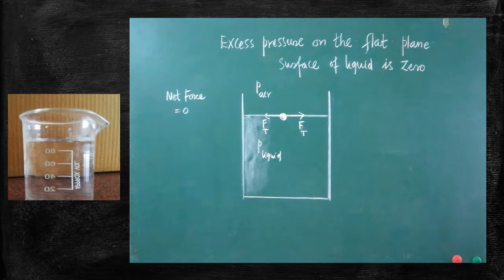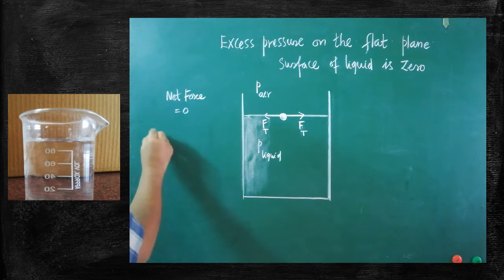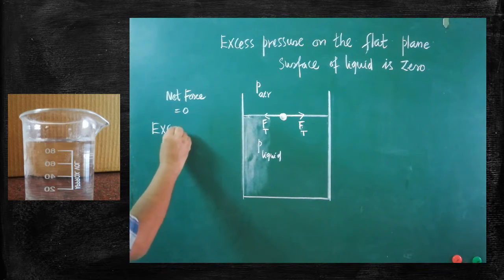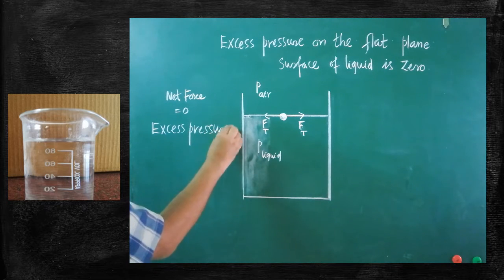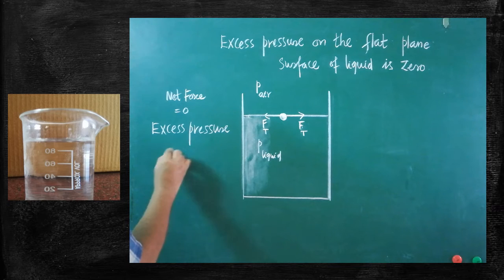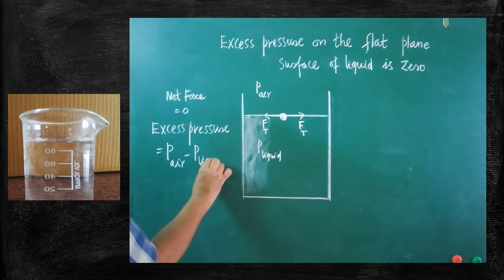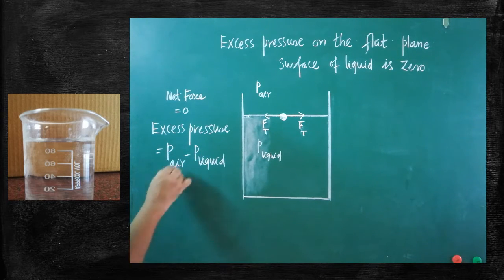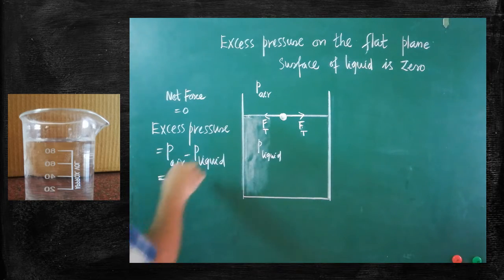And moreover, what happens? There is no excess pressure. Pressure at the top and pressure at the bottom, both of them will be equal. Therefore, we can write it as excess pressure. No difference in pressure. That no difference in pressure can be called excess pressure equal to 0. So, finally, we can write it as P air minus P liquid, pressure due to air and pressure due to liquid, both of them are equal. So ultimately the difference in pressure is 0 and excess pressure is 0. Since excess pressure is 0, the level of liquid is flat. Are you clear?